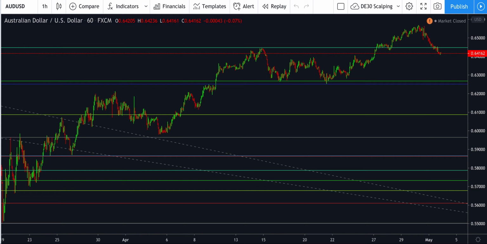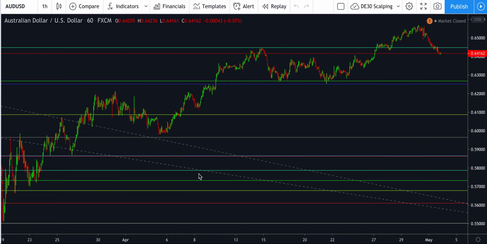Today is Saturday and I'm going to do five different pairs, going from forex to indices and passing through maybe commodities and precious metals. Okay, so I'm going to get started with the AUDUSD.